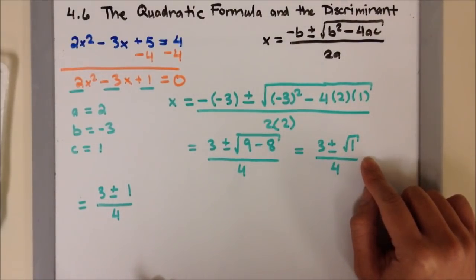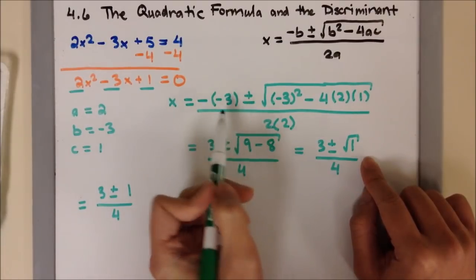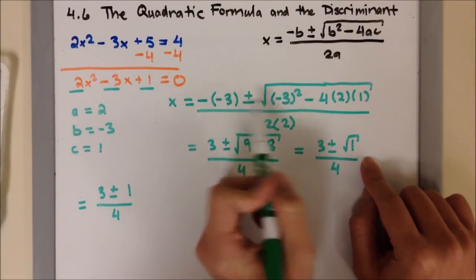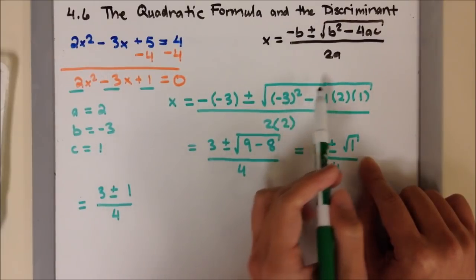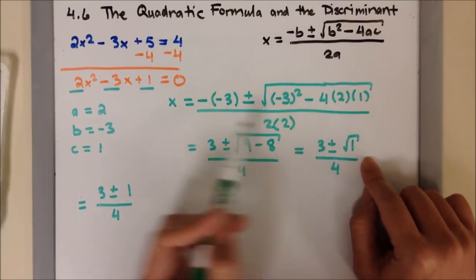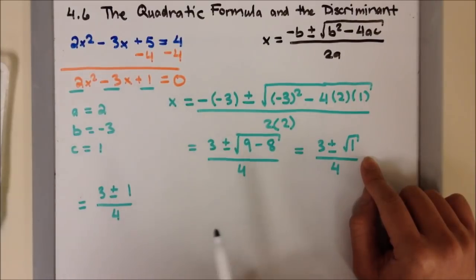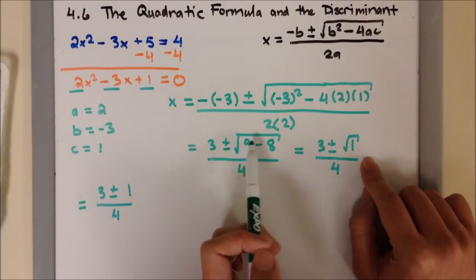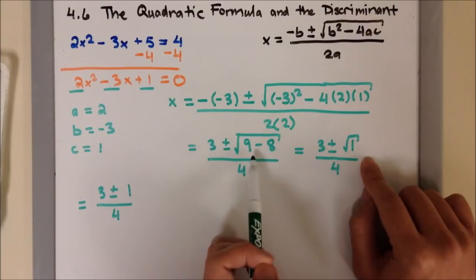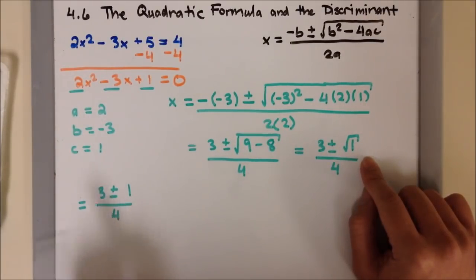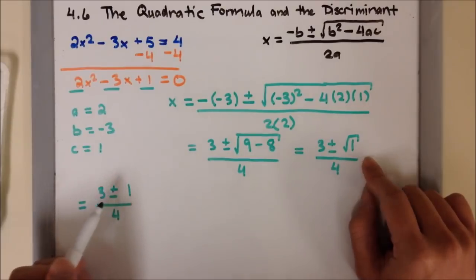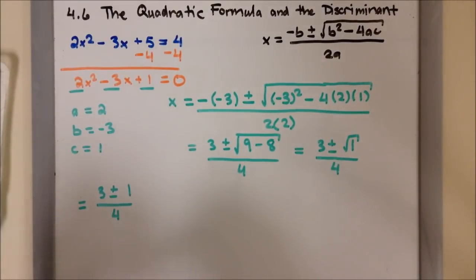And that's it. That's all you have to do when plugging in your a, b, c values, and then just work out the math inside the square root and the denominator, and be very careful with your signs. Once you finish simplifying inside the square root and doing the square root, you're going to have something like this. Since you have the plus or minus, you're going to split it into two parts.